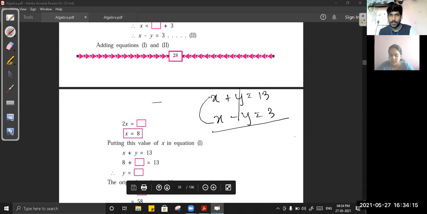Yes. And 2x plus 6 equals 16, so 2x equals 16. What will come in this box here? 16. And then x is equal to 16 divided by 2, that is 8. So this box is already 8.